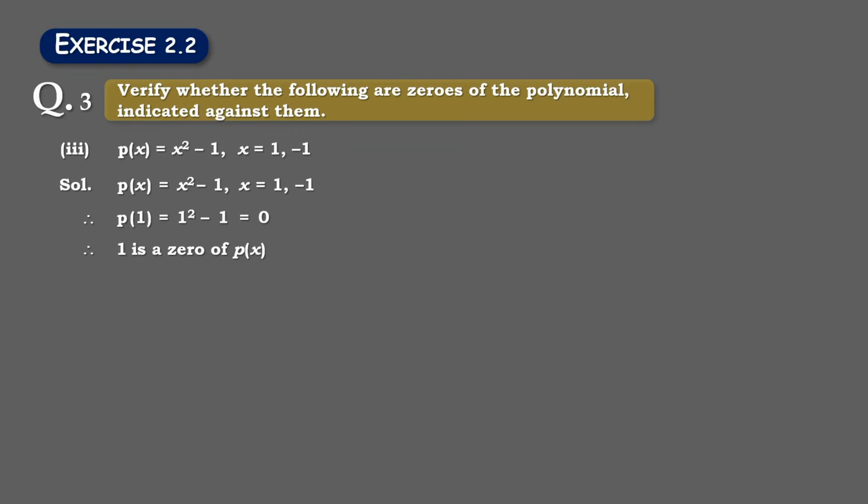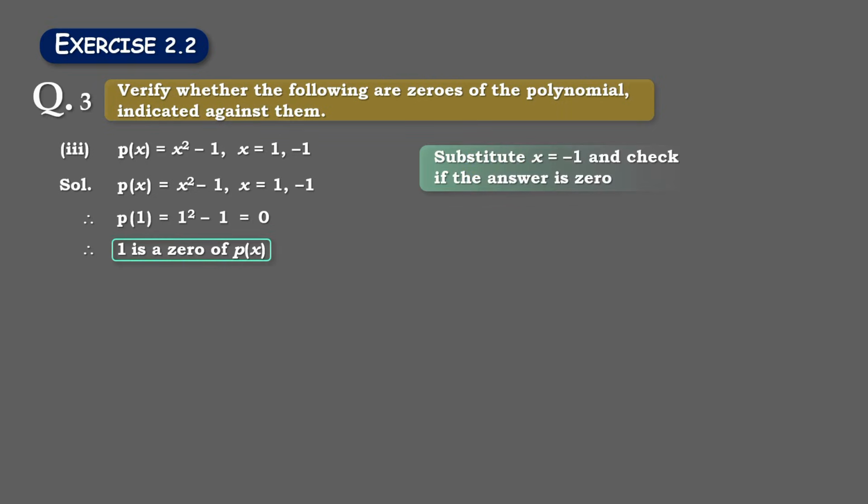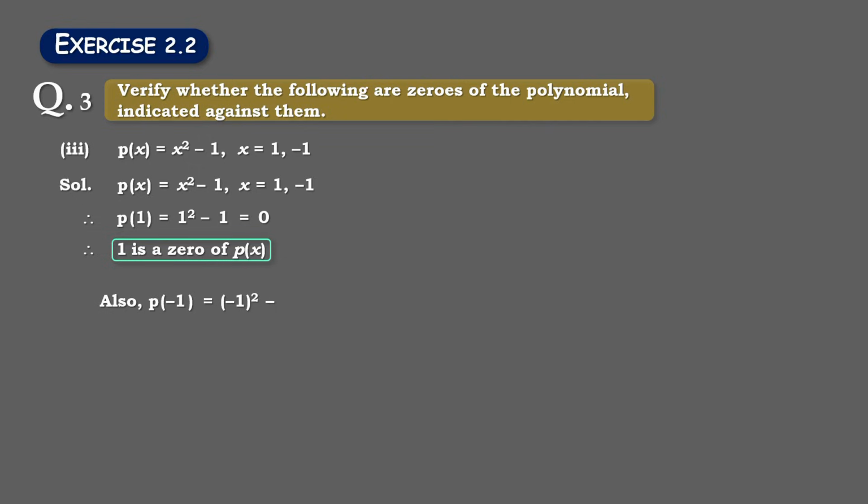Next, we substitute x equal to minus 1 in the polynomial. After substitution, the value again becomes 1 minus 1, which is 0. So, minus 1 is also a zero of the polynomial. Therefore, both 1 and minus 1 are zeros of the given polynomial.